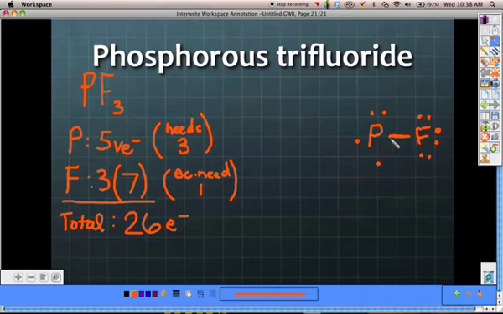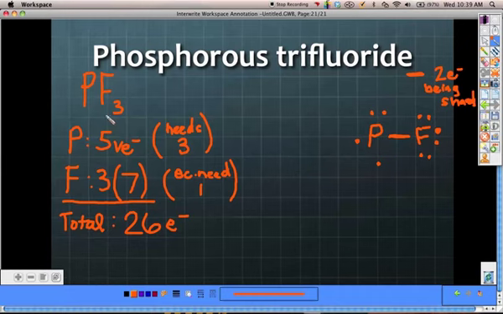We say that the phosphorus and the fluorine are sharing 2 electrons. And we do that by drawing a line. Each line represents 2 electrons being shared. So we wouldn't do lines for each of the 2 around the fluorine or the extra 2 around the phosphorus because those aren't being shared. The lines represent those electrons being shared.